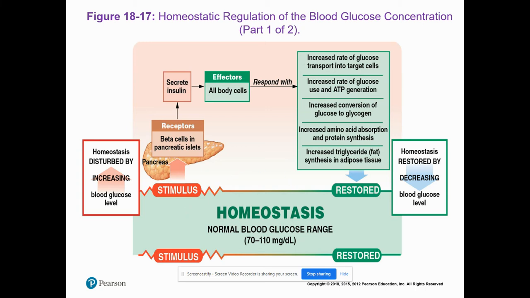Okay, so here we'll look at homeostasis again. So you've got normal blood sugar, 70 to 110 milligrams per deciliter. Those are typical ranges. Again, you're going to want to know them if you're moving on for nursing. You're going to want to know those ranges.